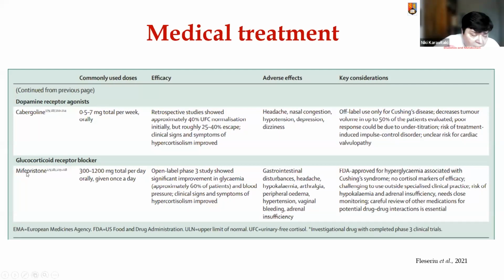So another family is the glucocorticoid receptor blocker, mifepristone. There have been studies which show that there is significant improvement in glycemia in approximately 60% of the patients. Because it is a receptor blocker, we cannot use the cortisol marker as a marker for efficacy. So we go with clinical and laboratory data in these patients. And there is a risk of hypokalemia and adrenal insufficiency, and obviously the patients require close monitoring.